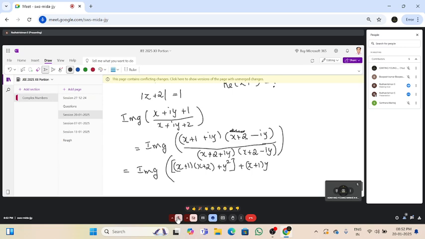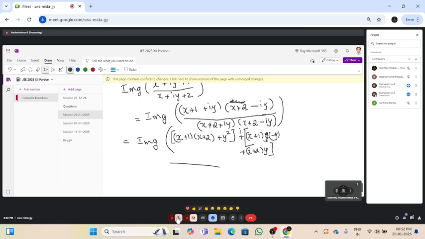Plus (x plus 2) into iy. Okay. (x plus 1) into minus iy. Sorry, this is minus iy. So I'm putting minus i, I'm bringing i outside, okay? (x plus 1) into minus y plus (x plus 2) into y, into i, okay? So I separated out the real and imaginary components. Whole divided by (x plus 2) whole square plus y square.